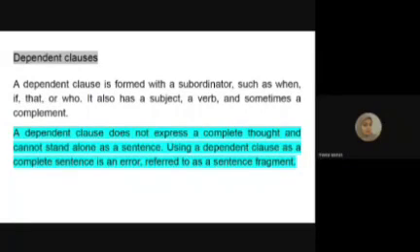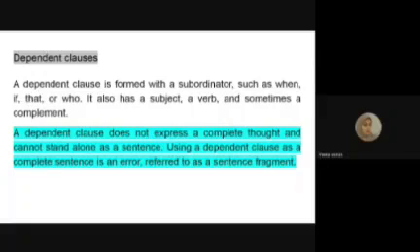So there should be, for dependent clauses, a subject, a verb, and a complement if you need it. In addition to that, there is a subordinator, because the subordinator will attach the dependent clause to other clauses to complete the thought. So when you find a subordinator, subject, verb, and a complement, that means it is a dependent clause.